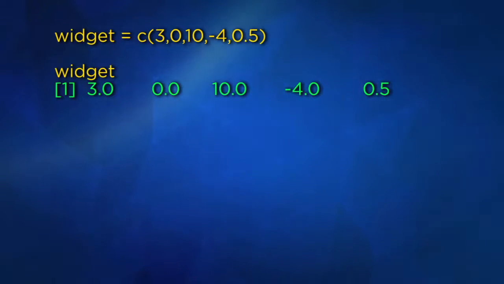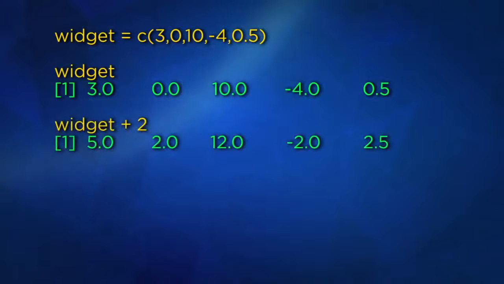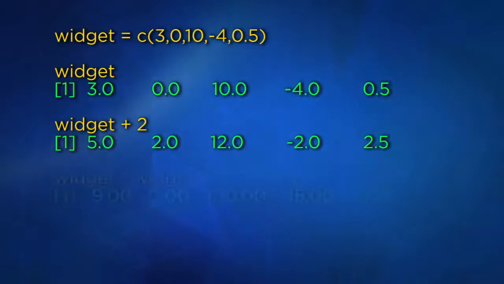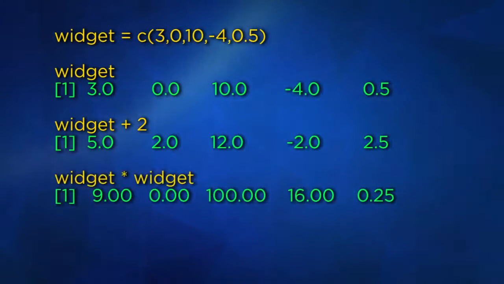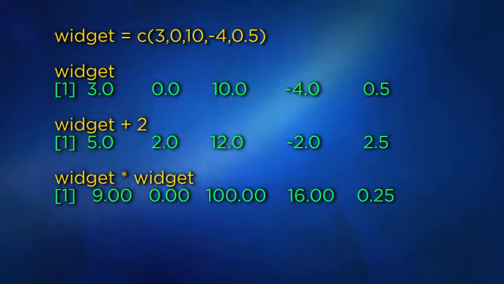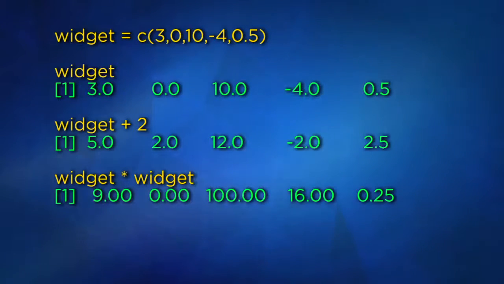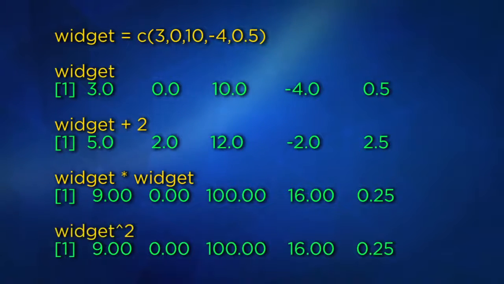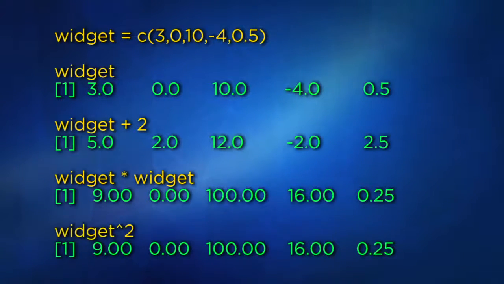What if we wanted to add 2 to everything in widget? Well, we can do widget + 2, and R recognizes that and adds 2 to each one of our elements. What if we wanted to multiply widget by itself? Again, we can multiply widget times widget, and we get the square. Likewise, we can use the command widget^2, which says I want to square widget, and we get the squared values there as well.